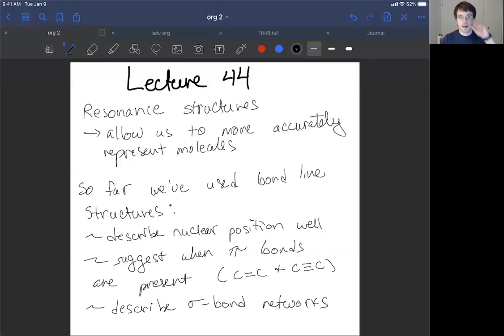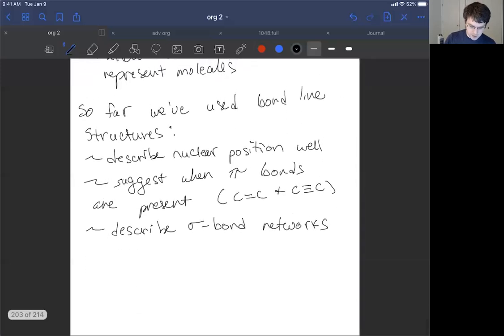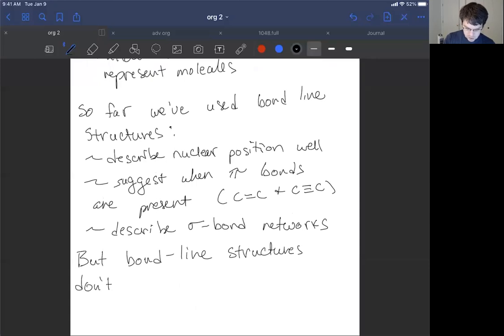But one thing that we actually have known for a while is they don't really do a good job of super precisely showing where electrons actually exist or how they are distributed. So, bond line structures don't precisely show how electrons are distributed in a molecule.